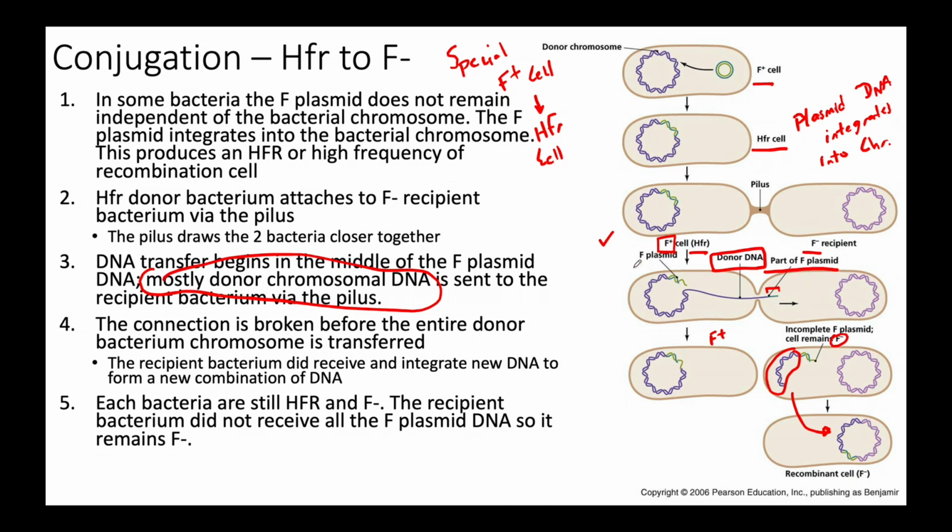So in this example of HFR, which is a specialized F plus cell, you still have the F plus forming the pilus, you have the F plus donating DNA, but because of this specialized type of F plus cell where the plasmid isn't separate, it's integrated, it changes how and what DNA is going to be transferred, where it's mostly chromosomal, and so the recipient doesn't get the plasmid, the full sequence of the plasmid, so it remains F minus, but it does get new donor DNA that can lead to new traits that it acquires through that new piece of DNA.